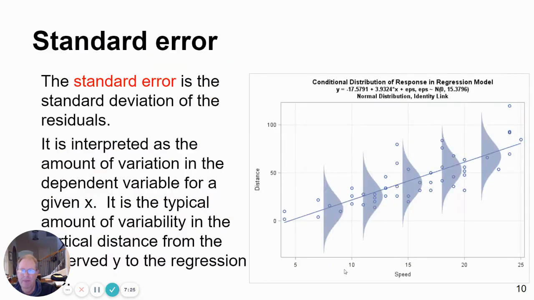And I want to explain that. So the standard error is the standard deviation of the residuals. It is interpreted as the amount of variation in the dependent variable for a given X. It is the typical amount of variability in the vertical distance from the observed Y to the regression Y. And so this cross-section here on this graph on the right is showing you that if we take a cross-section for any given X, you will see that the residuals are normally distributed around the regression line, around the predicted value for Y.